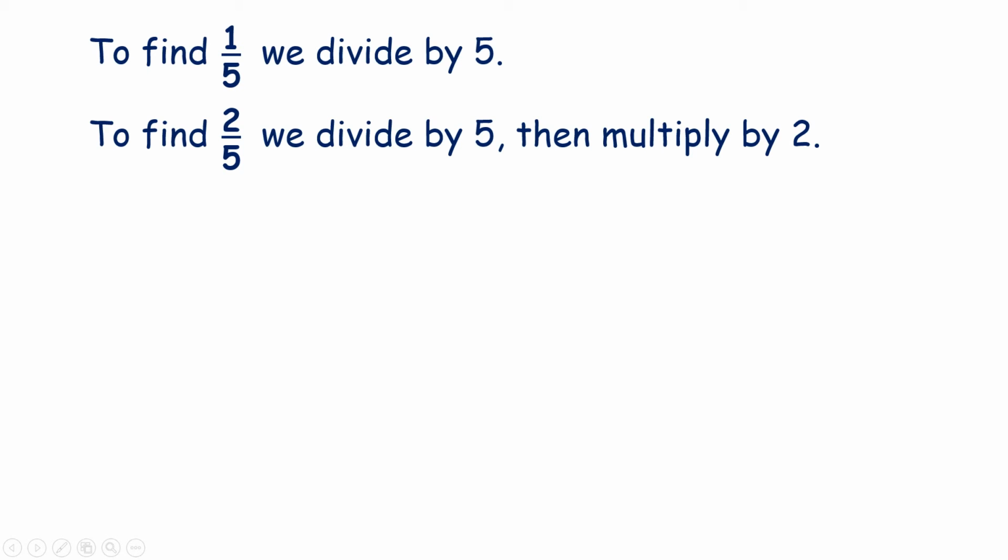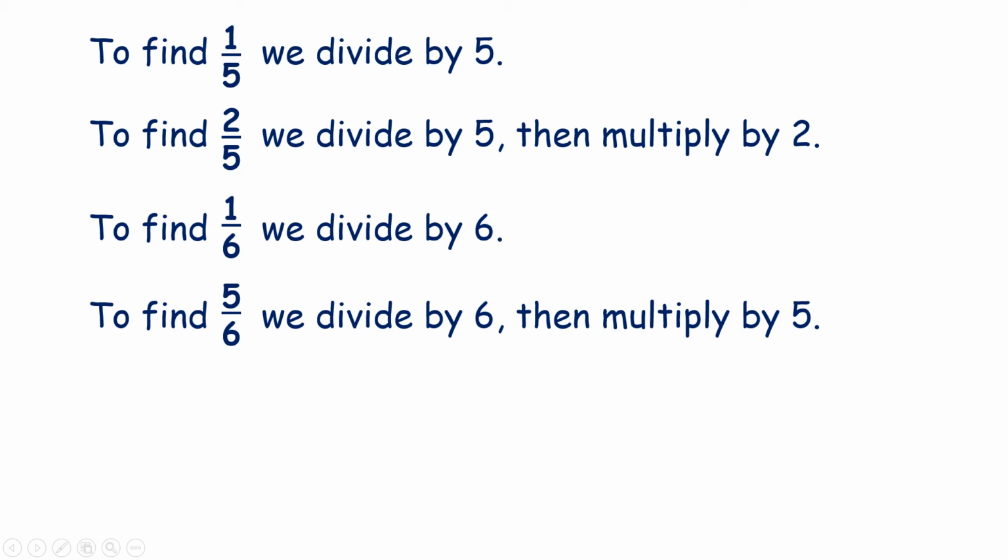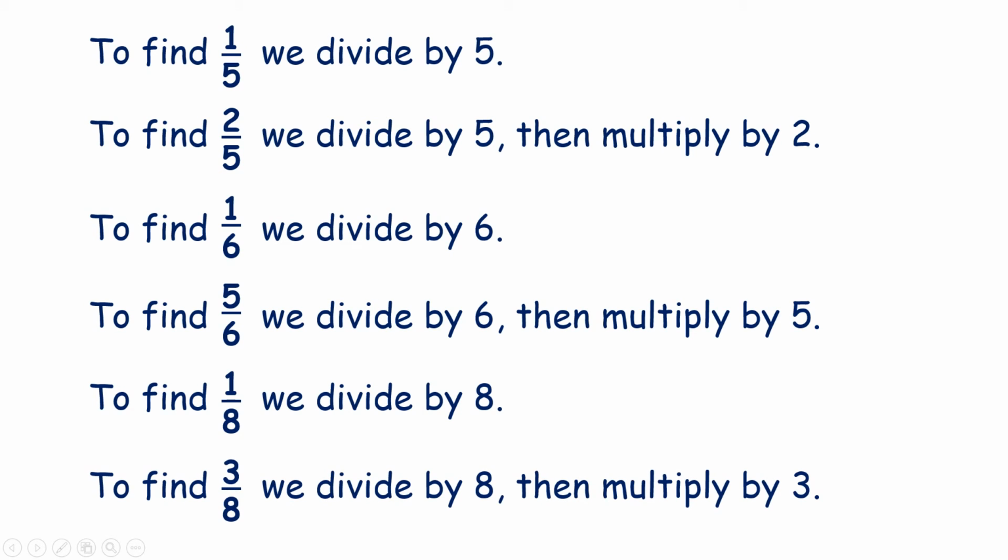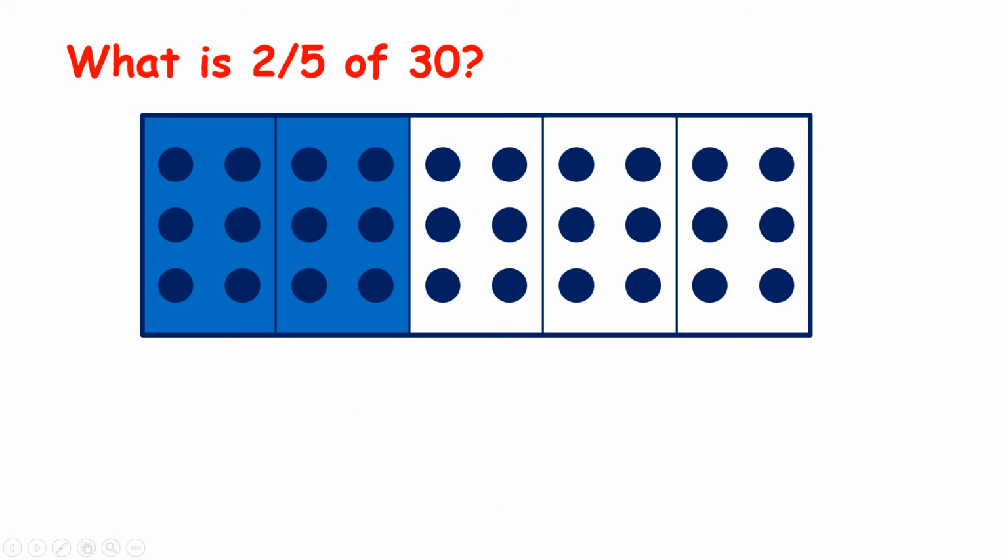So just so we're clear on this, we know that to find 1/6, we divide by 6, but to find 5/6, we can divide by 6 and then multiply by 5, or we can multiply by 5 and then divide by 6. And to find 1/8, we divide by 8, 3/8 we divide by 8, then multiply by 3, or the other way round.